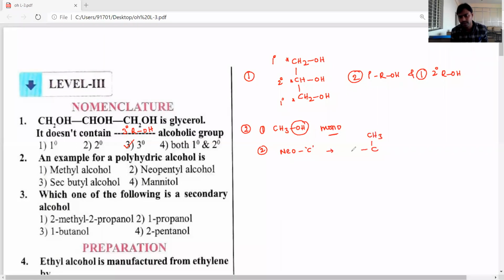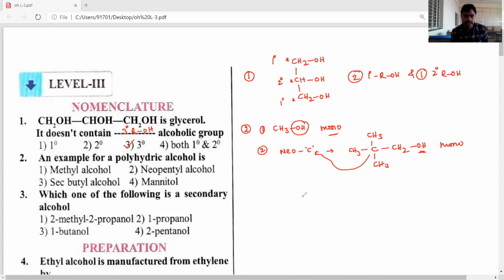Neopentane: CH3, CH3, CH3 bonded to C, then CH2OH. This is neopentyl alcohol, neocarbon. When a carbon is attached to four alkyl groups, or four carbons, it is called a neocarbon or quaternary carbon. It has one alcohol at a primary carbon, that's why it is a monohydric alcohol.